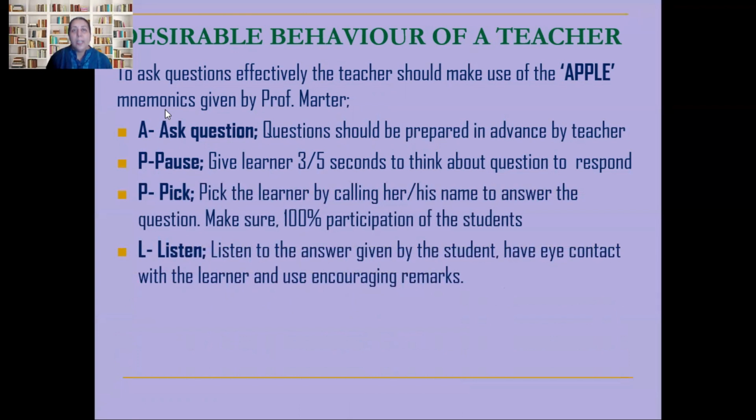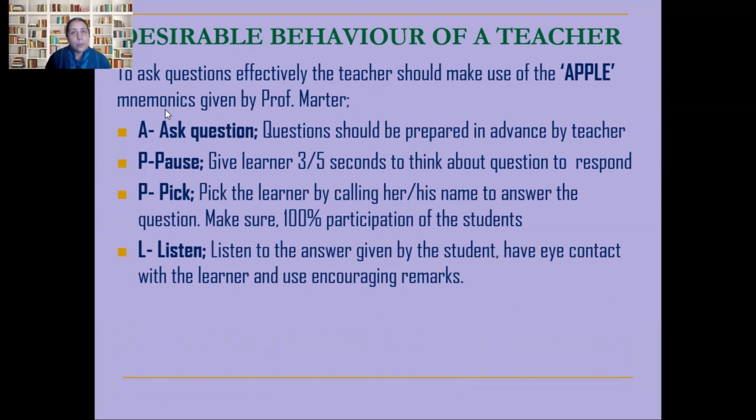L stands for listen. And who is going to listen? Surely we, the teacher, because we have raised the question. And now, after thinking, the student is responding to the question which we have asked. So we need to listen very carefully to what answer the student is giving. So listen to the answer given by the student, have eye contact with the learner, and use encouraging remarks.